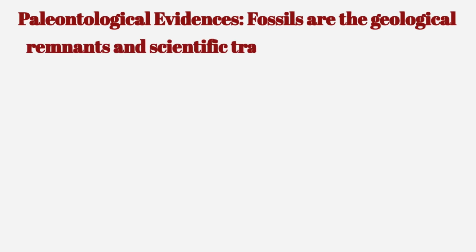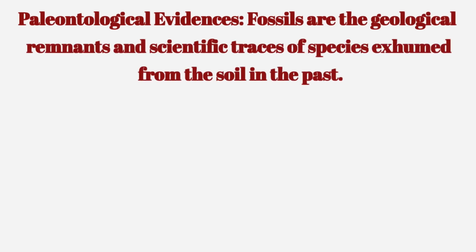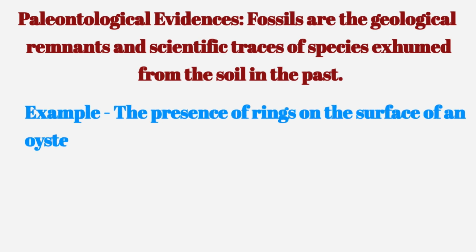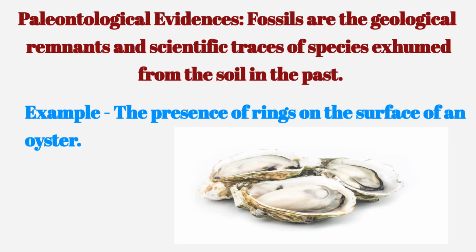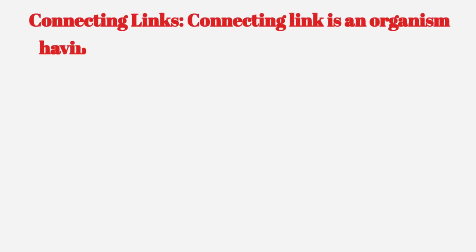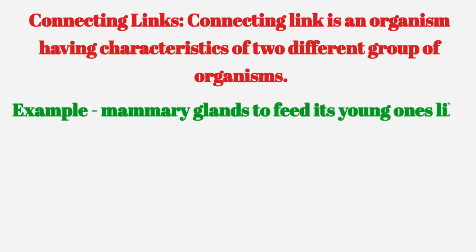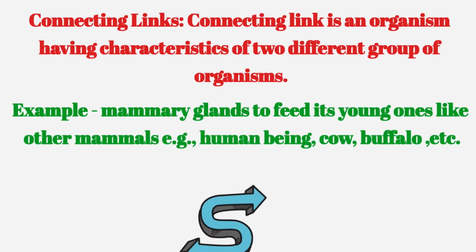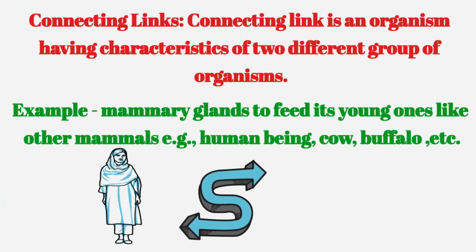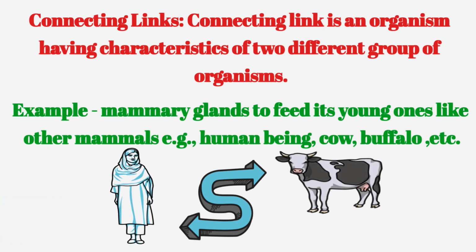Another evidence is paleontological evidence. Fossils are the geological remnants and scientific traces of species exhumed from the soil in the past. An example is the presence of rings on the surface of an oyster. Now connecting links: a connecting link is an organism having characteristics of two different groups of organisms. For example, the mammary glands to feed its young ones, like in human beings, cow and buffalo.